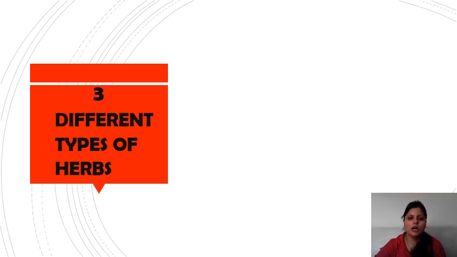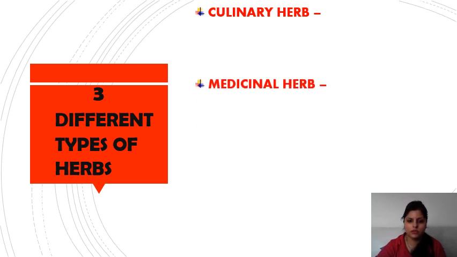So again these herbs are divided into 3 different types. Let us see the first type. Culinary herb. So what are culinary herbs? The herbs which we can eat. Yes, we can cook them or we can eat them without cooking also. Let us see the next one, medicinal herbs.